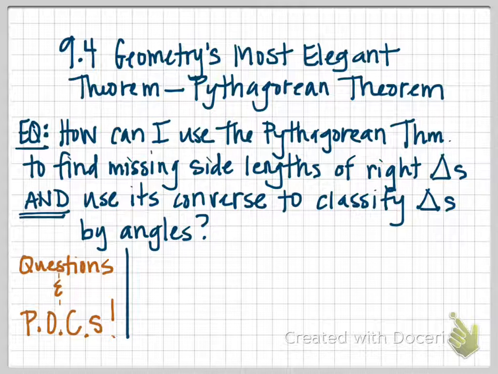There is a part of the Pythagorean Theorem that will be new, and that is called the converse of the Pythagorean Theorem. Your essential question is, how can I use the Pythagorean Theorem to find missing side lengths of right triangles? You should already know how to do this, and use its converse to classify triangles by angles.